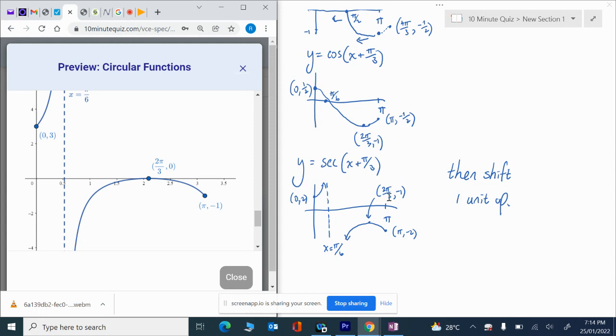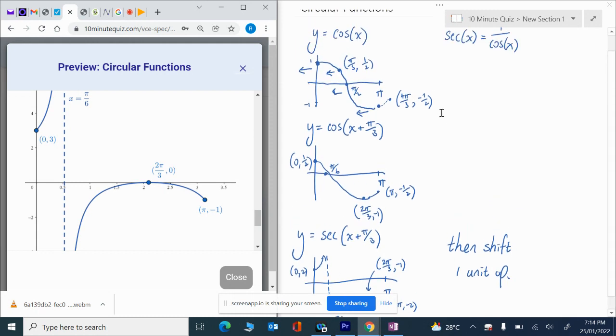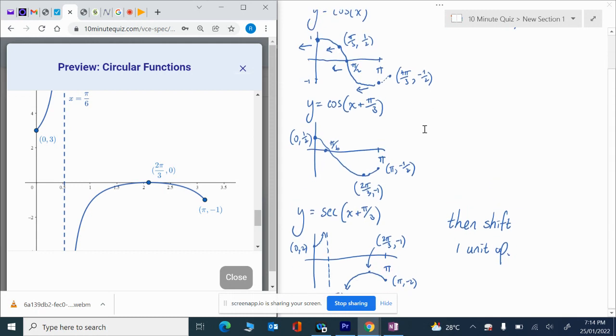We can see that point (2π/3, -1). Once we shift it 1 unit up, this has become our x-intercept, (2π/3, 0). The asymptote here stays the same, and the left endpoint and right endpoint are there. So that's one way of sketching a sec graph. We're starting with a cosine graph and building it up step by step, taking the reciprocal.